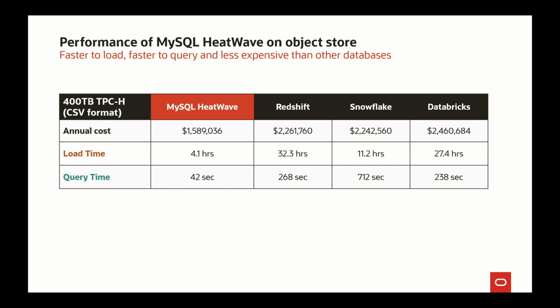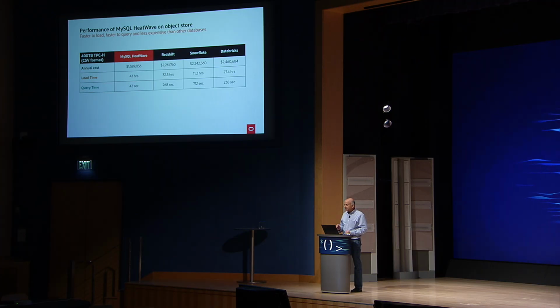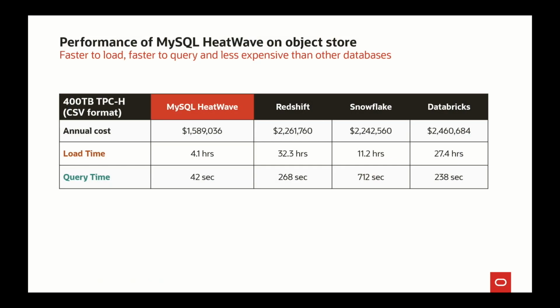In the case of Snowflake, it takes 11 hours. In the case of HeatWave, it takes 4 hours. For Redshift, for Databricks, it's about 30 hours, right? Big difference between 30 hours and 4 hours. And then look at the average query time. With HeatWave, it takes 42 seconds. With Snowflake, it takes 700 seconds, 17 times slower. And with Redshift and Databricks, it takes about 250 seconds, which is about 6 times slower.